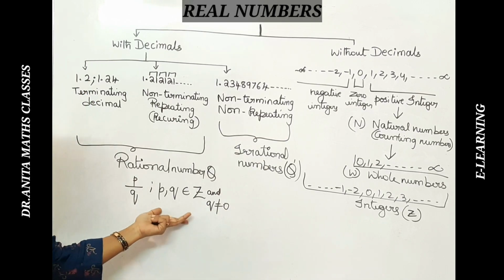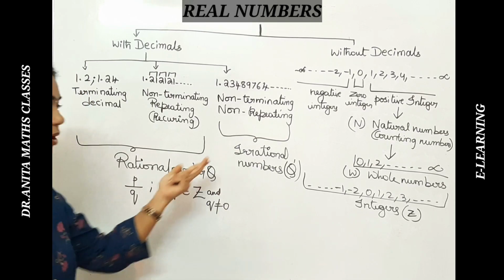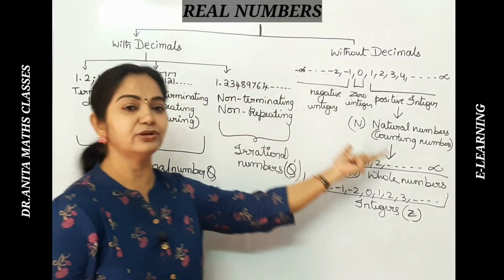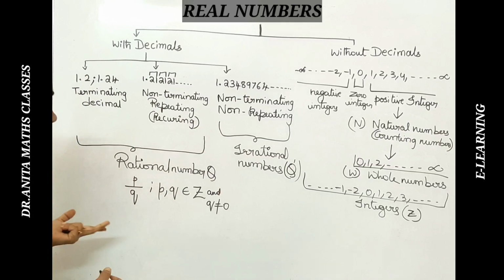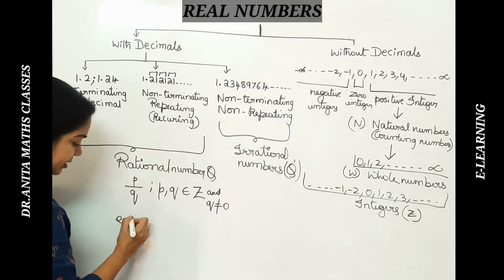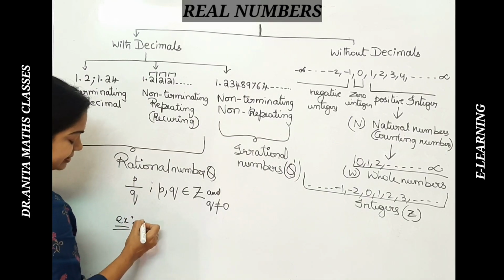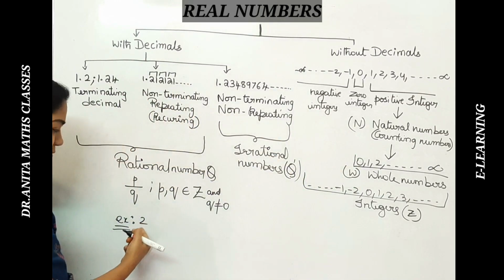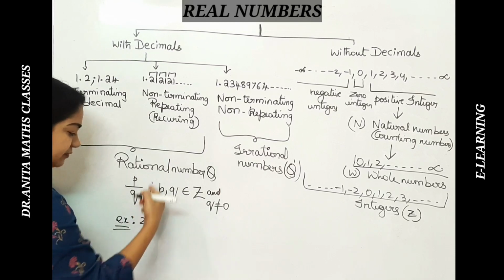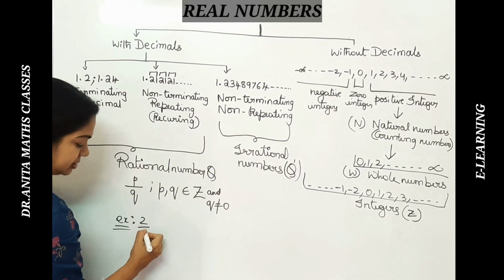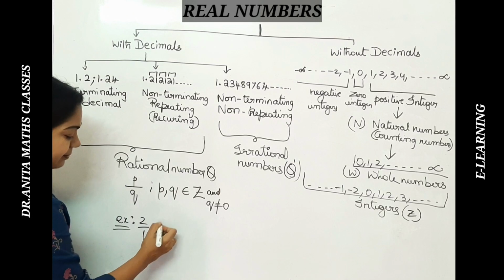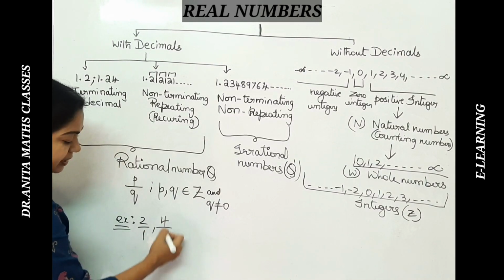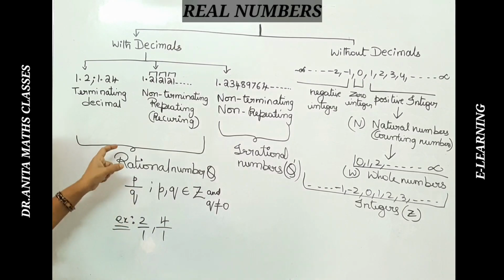All the integers are rational numbers, but all rational numbers need not be integers. For example, I can take 2. 2 is an integer, right? But 2 is also a rational number. How? Because we can write 2 in the form of P by Q, that is 2 over 1. Any number, if you take 4 over 1. So P by Q, where Q is not 0 and P and Q are integers. So these are rational numbers.